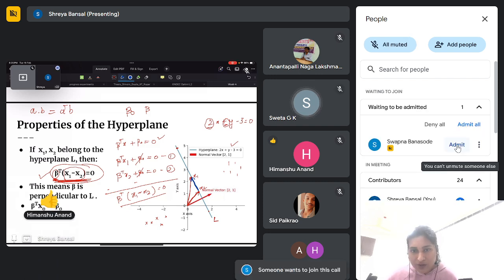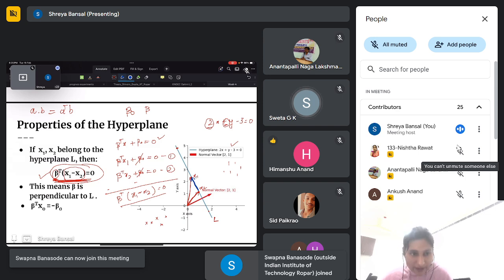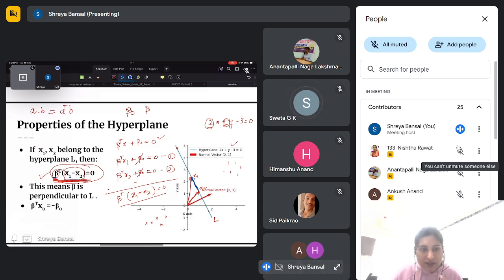x1 and x2 are two points on the line, and this x1 minus x2 can be represented by this vector. So we can say that beta and x1 minus x2 is equal to 0. The dot product is 0. It means that the beta is perpendicular to L. It's a simple thing. So how can you get those betas?